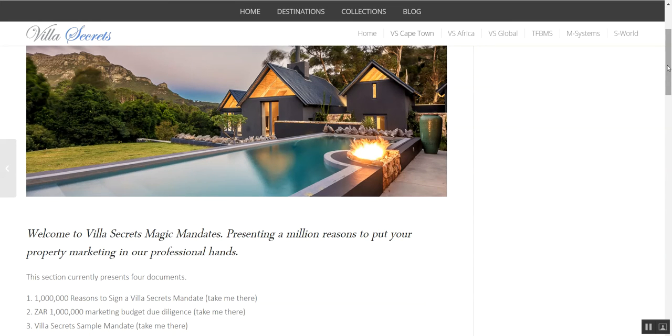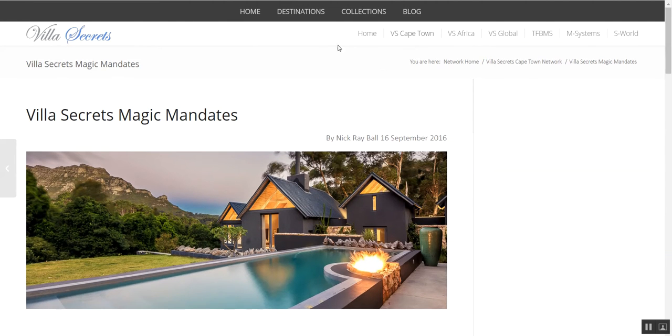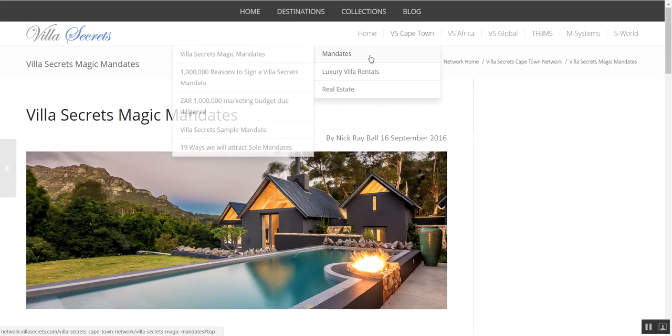We've got R1 million to put on a marketing budget for a property that is worth our time. It's generally in that $2.5 million bracket and above. That would be about R40 million. And you can read all about it here. I'm not going to go into it because there is a load of detail here. 1 million reasons to sign a Villa Secrets mandate.